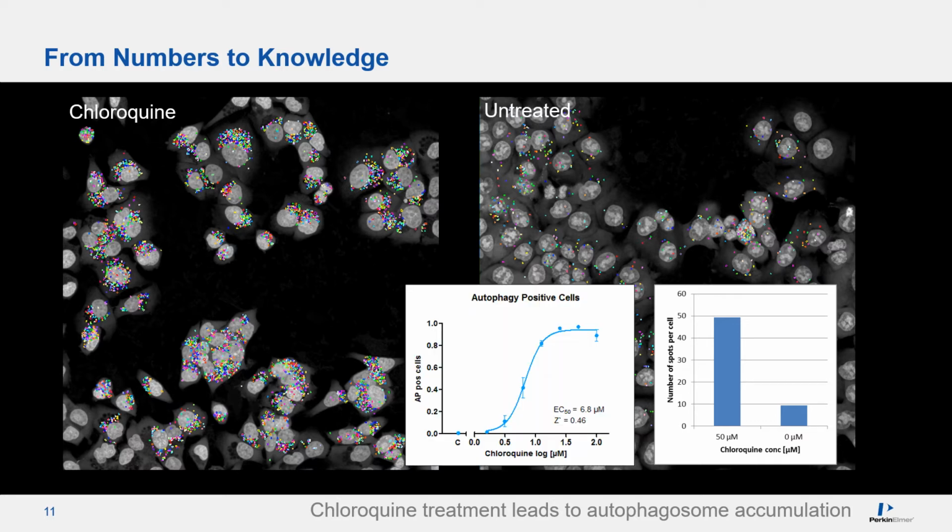If there is a serial dilution of the compound being used for treatment, it is now easily possible to generate a dose response curve and determine the EC50 value.